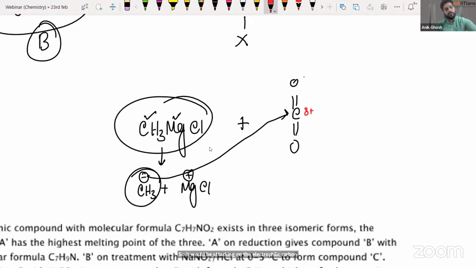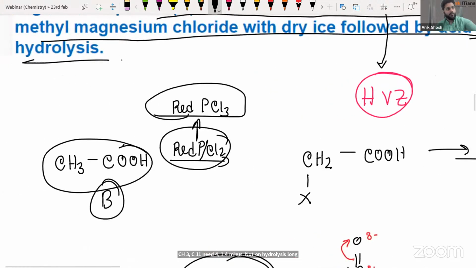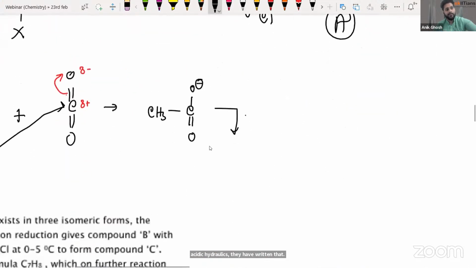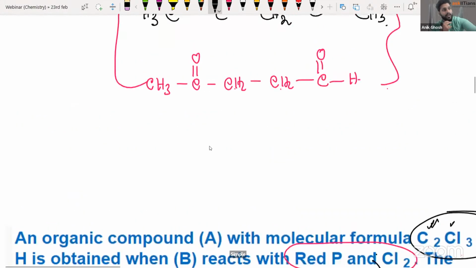Why would it attack the carbon? Because carbon is delta positive, oxygen is delta negative. After the attack, the weakest bond breaks. So what would you get then, guys? CH3, C double bonded O, single bonded O minus. Now on acidic hydrolysis, they have written dry ice followed by acid hydrolysis. What do I mean by acid hydrolysis? That means just giving a little bit of H plus to make it this kind. Simple, right, guys?